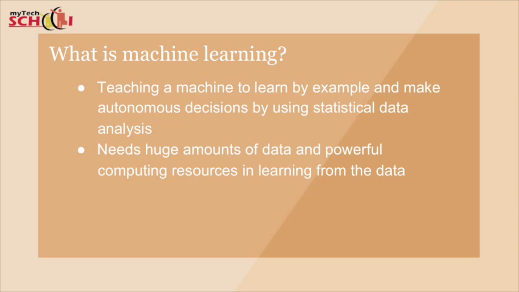So, formally, machine learning is about teaching a machine to learn by example and make autonomous decisions by using statistical data analysis. Because of this, it needs huge amounts of data and powerful computing resources for learning from the data. Because if you don't feed it a lot of information, it's not gonna make a very accurate model.